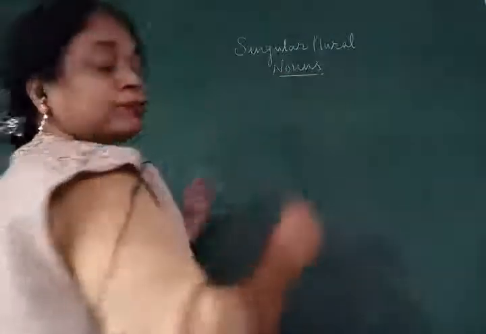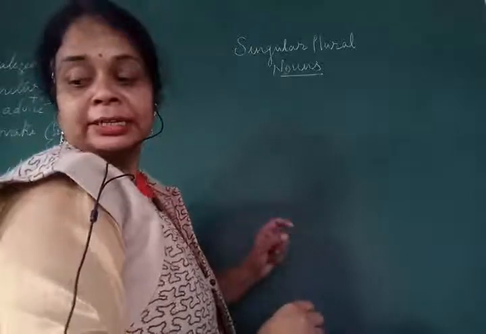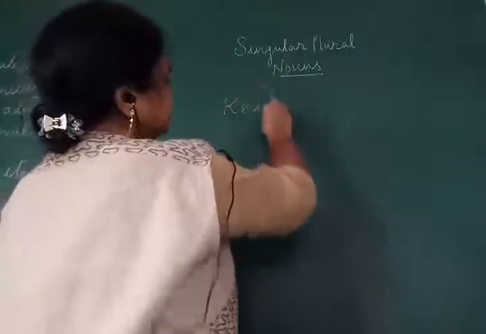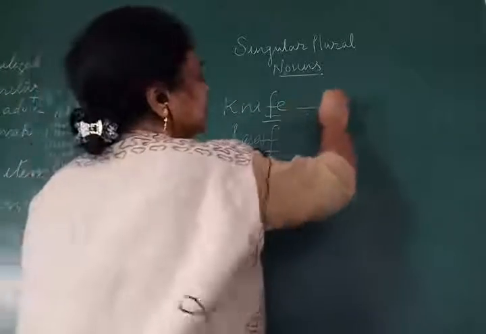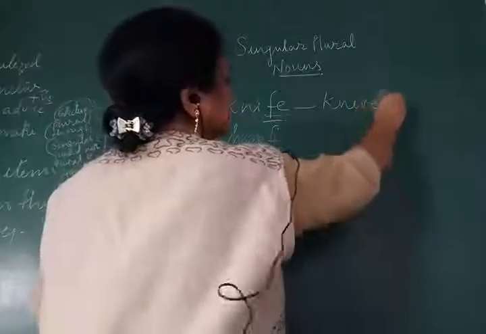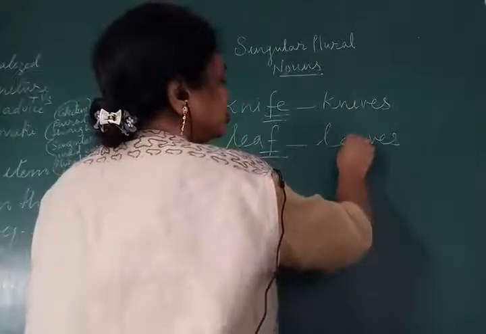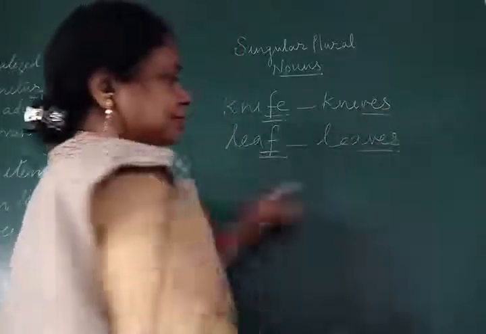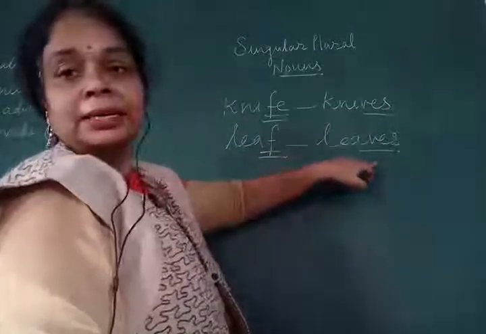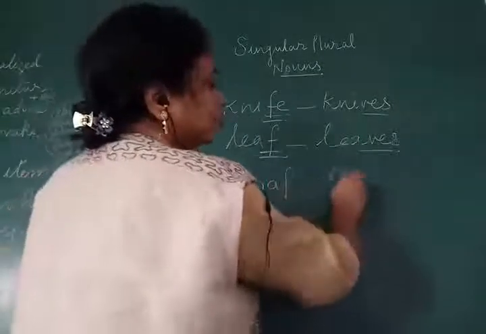Right? So now, next, we can take next one. That will be if a word ends with f or fe. If a word ends with f or fe, like for example, knife, leaf, it will be changed to this: fe and f will be replaced by ves. Okay, loaf, loaf of bread, loaves.